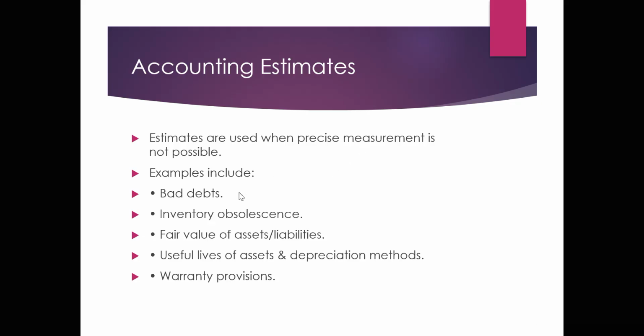Examples include bad debt. You can never go back and reevaluate bad debt; nobody does that practically. Also inventory obsolescence, fair value of assets or liabilities, useful life of assets and depreciation methods. Can you see useful life of asset and depreciation methods? Then warranty provisions. They are all accounting estimates. I'd like you to note those things because they'll form part of the questions we'll be going through. So fair value of the assets, inventory obsolescence, useful life of the assets and depreciation methods, and warranty provisions are actually accounting estimates, because you can estimate a provision.